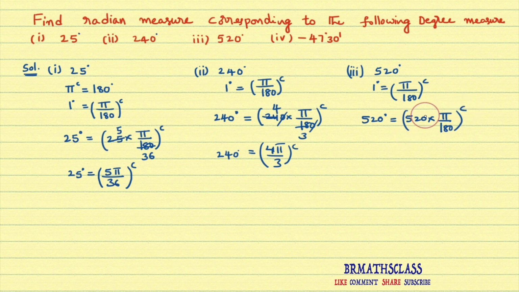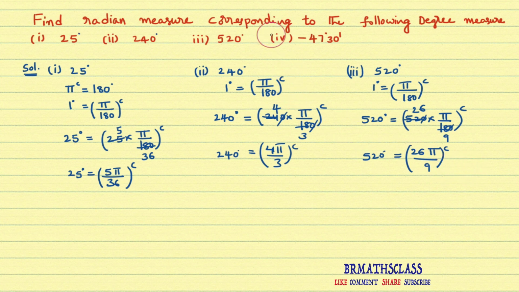Now we need to simplify this. Here 0 will get cancelled. 2 table in 52, 26 times. 2 table in 18, 9 times. So what you will get is 26 pi divided by 9 radians. So what is 520 degrees? 520 degrees equals 26 pi by 9 radians. I hope you are understanding.